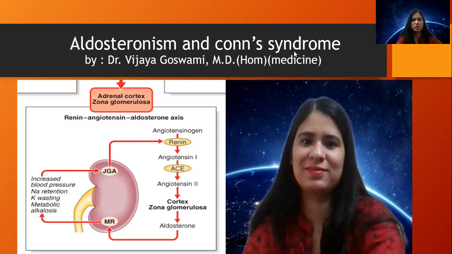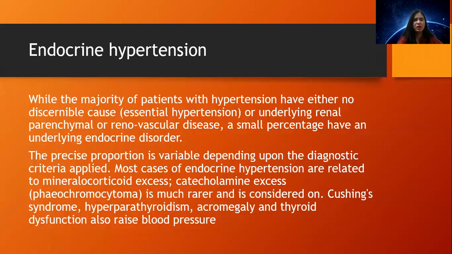Aldosteronism and Conn syndrome. It is a part related to endocrine hypertension. The patients in aldosteronism and Conn syndrome will present as a hypertensive patient which is not controlled by conventional allopathic medicines, or poorly controlled by them, and a presentation at a young age.